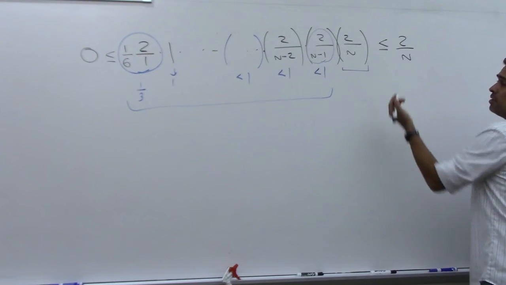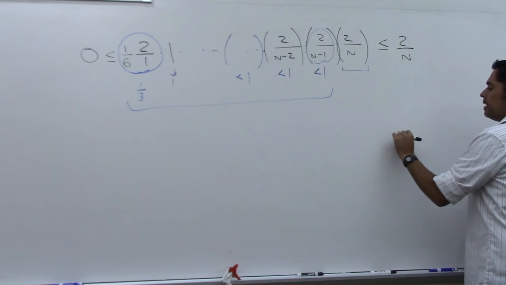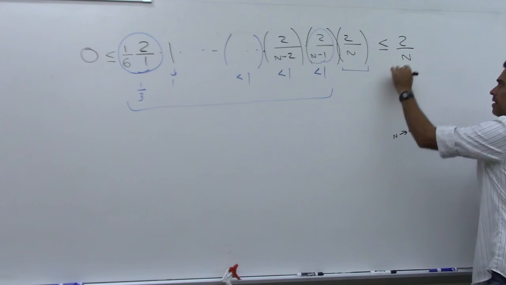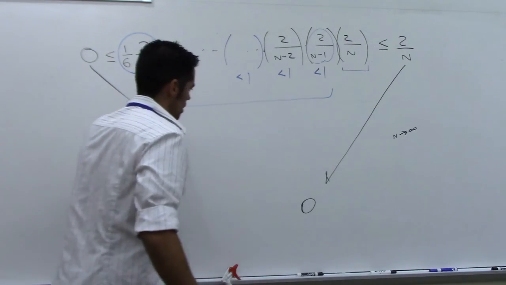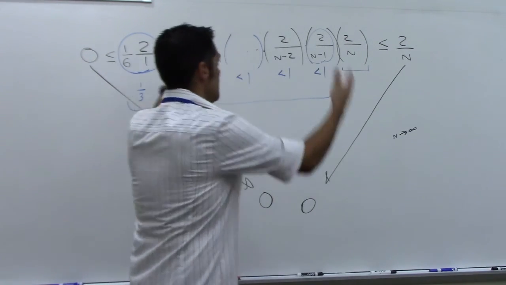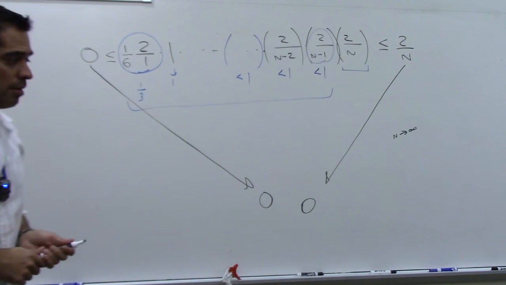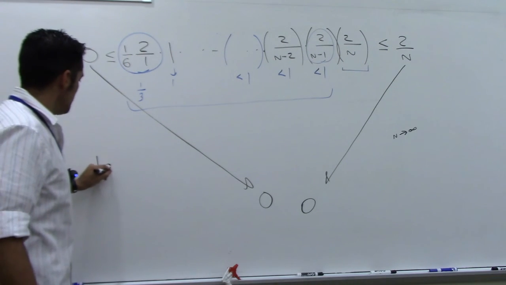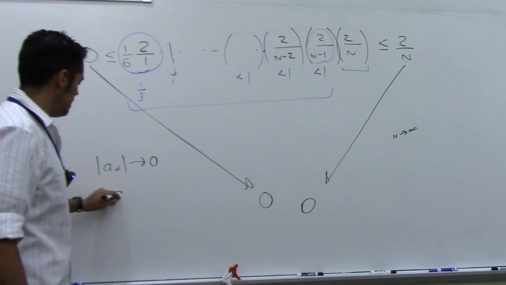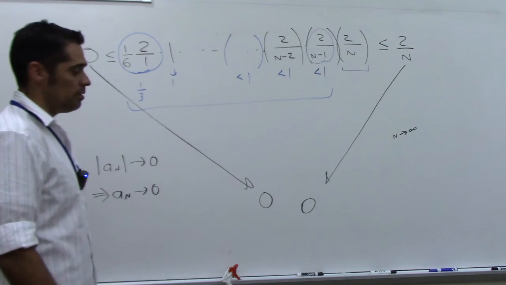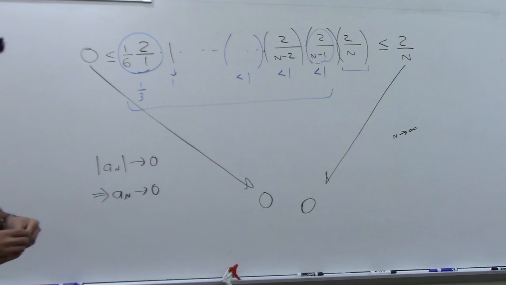And then now I use the squeeze theorem. I let n go to infinity, and this goes to 0, and then this side over here already is 0. So that means that the middle sum must go to 0. So that means that the absolute value of the sequence goes to 0, which implies that the sequence itself goes to 0. And so it converged. All right.